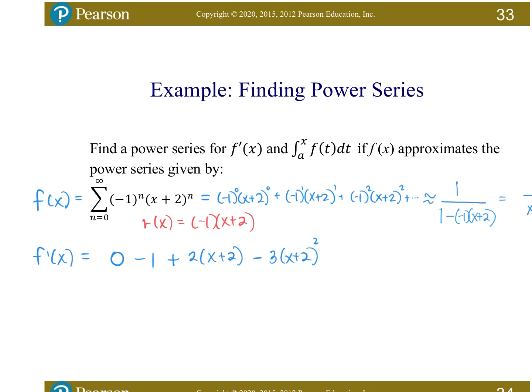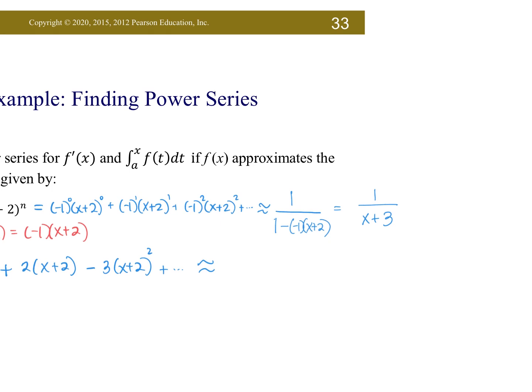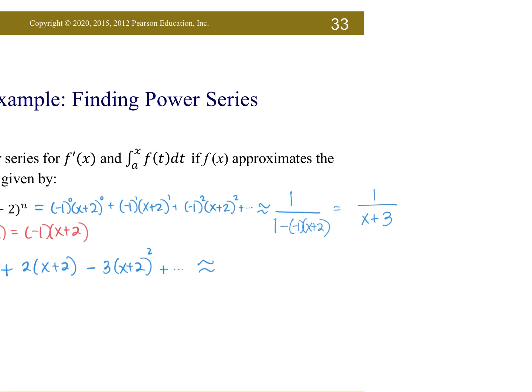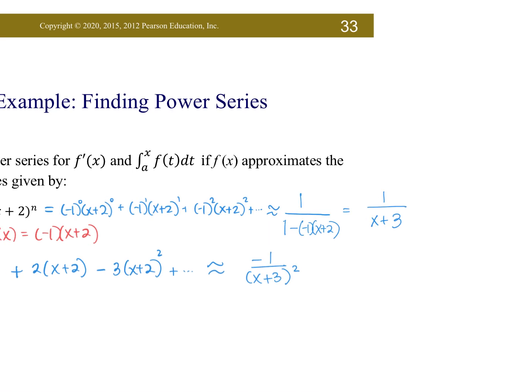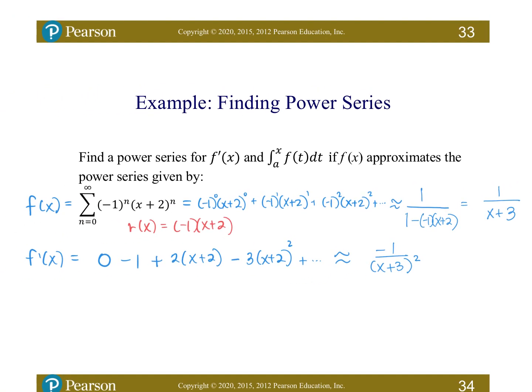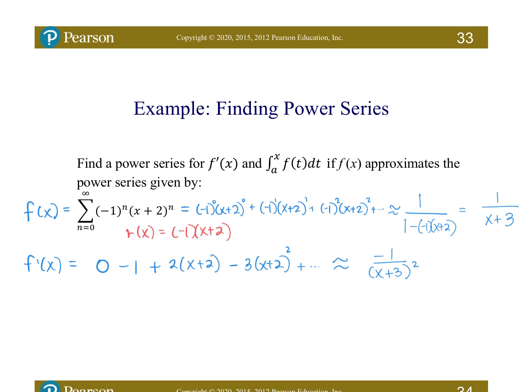Now we could take that on and on and on forever, plus dot, dot, dot. But I'd rather find the derivative of 1 over x plus 3 instead. The derivative of 1 over x plus 3 is going to be negative 1 over x plus 3 squared. So there's where we've got a huge advantage: instead of this infinitely long polynomial, we just have a single term we can find the derivative of.